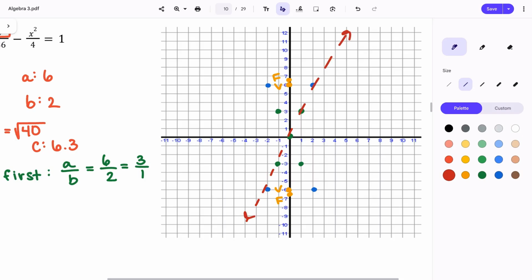There's an asymptote. Here's the other one. And then you can draw in those branches. Remember, this time they open up and down. And again, they stay within those asymptote lines. So don't get too crazy with your branches. Any questions on graphing them so far?